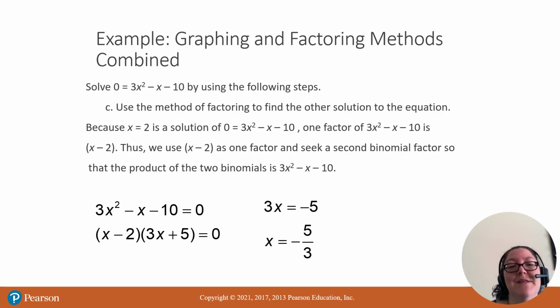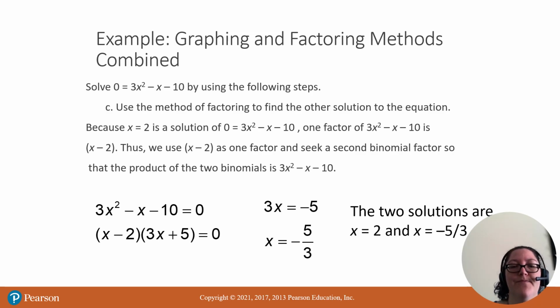And that means the other factor, the one we didn't solve on the calculator, which I said wasn't going to be a terminating decimal, was a negative 5/3. Which may be a little harder to see in the calculator. So the two solutions you get by combining the graphing calculator and the factoring method are x equals 2, and x equals negative 5/3.